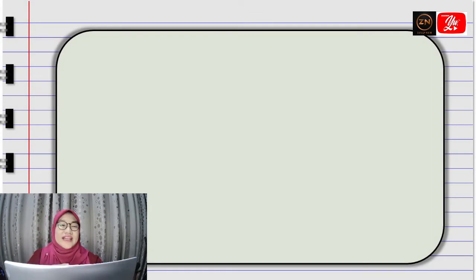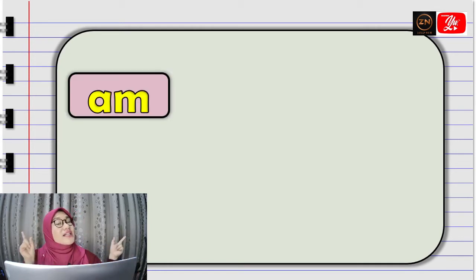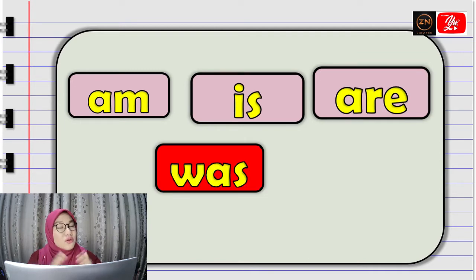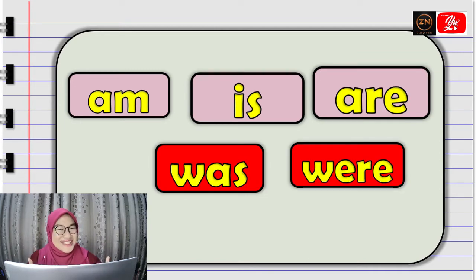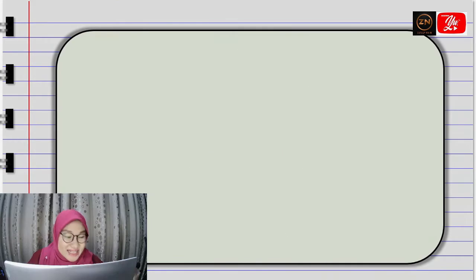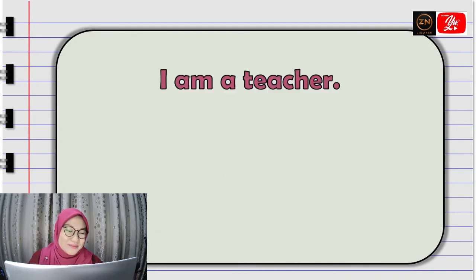Alright, now that we have looked at all of the verbs to be in the English language, remember we have 5. Let's recall all 5 of them. We have am, is, are, was, and were. Good job, everyone. Right, now that you have learned all of the 5 verbs to be in the English language, let me show you some sample sentences first before we move on to the practice session. Alright, let's see. What's the first one?